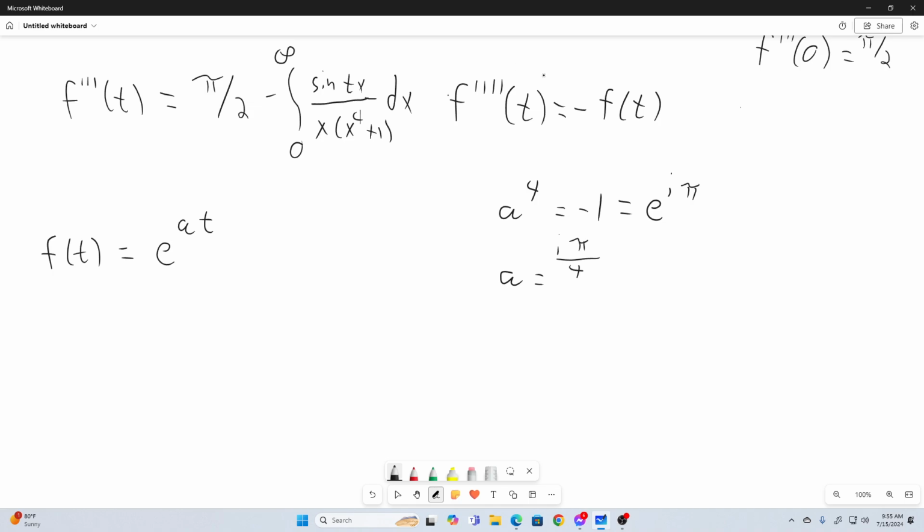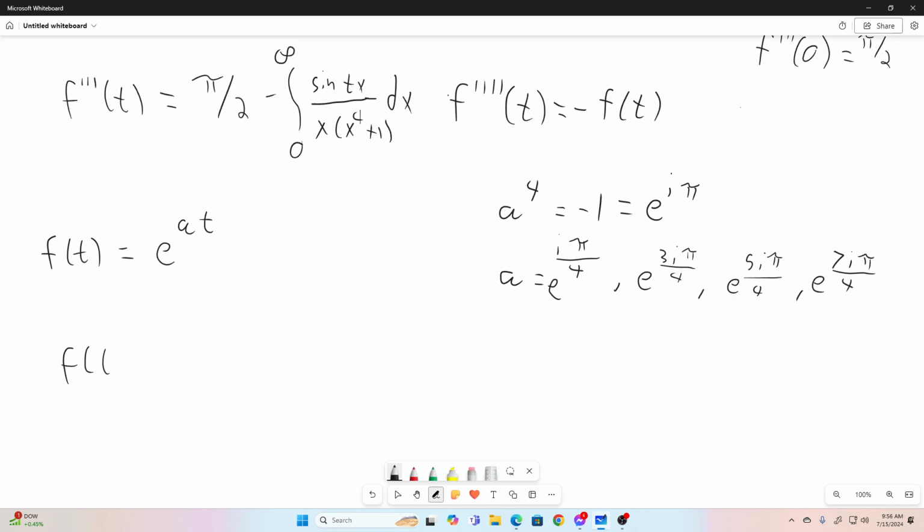The other 3 are going to be this, and you can verify this. That's e to the I pi over 4, not I pi over 4. That's important. Or it can also be e to the 3i pi over 4. It can also be e to the 5i pi over 4. And it can also be e to the, you guessed it, 7 I pi over 4. So those are our values for a.